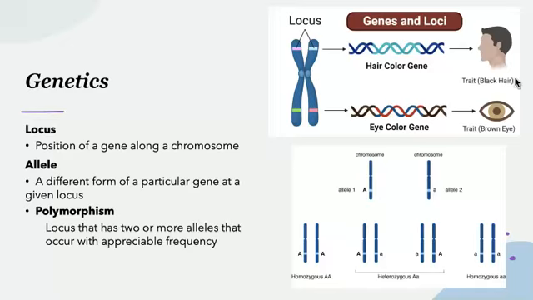And an allele is a different form of that particular gene at a given locus. So we can, for instance, have the gene here for blue eyes, but it could also be for green eyes or for brown eyes and so forth. And sometimes we can have a locus that has 2 or more alleles that occur with appreciable frequency. Essentially, this allows us to have more variation or alternative forms of a version of a gene, really.